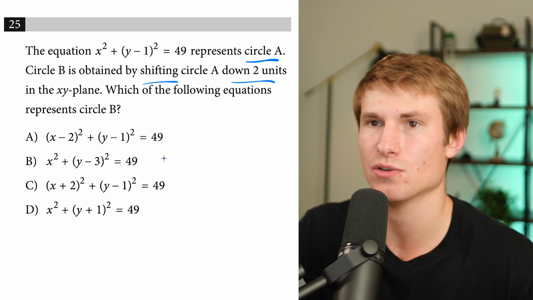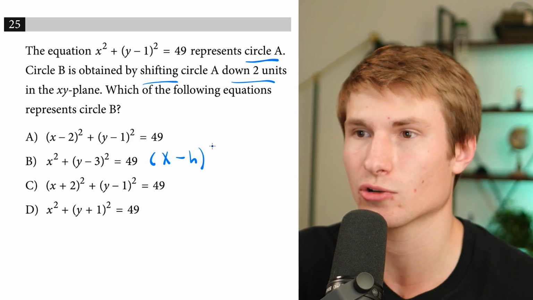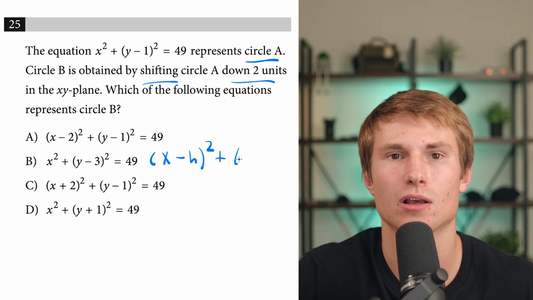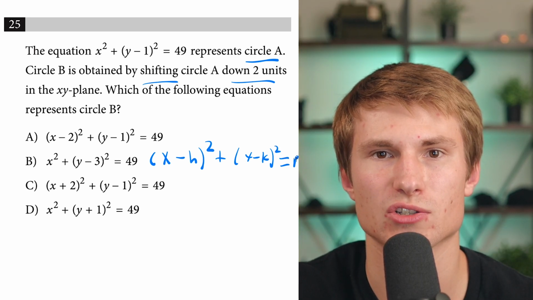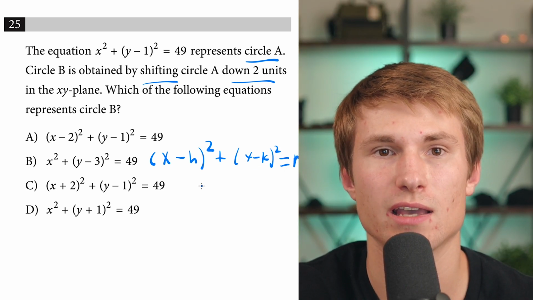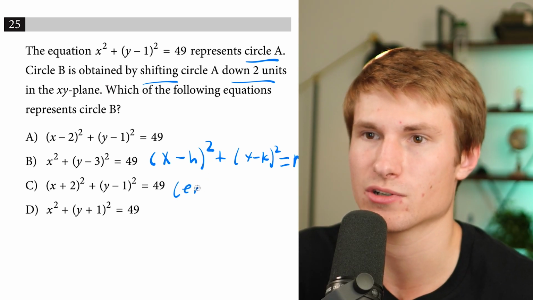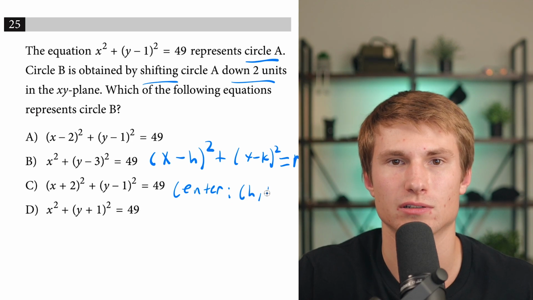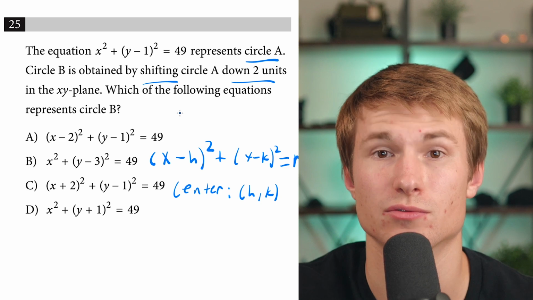So first, I want to show you what the circle equation is. The circle equation is this: x minus h squared plus y minus k squared is equal to r squared, where r is your radius, k is the center y value, and h is the center x value. So in this case, your center would be (h, k). All right, now that I've shown you the circle equation, let's talk about how you can quickly answer this as long as you know the circle equation.